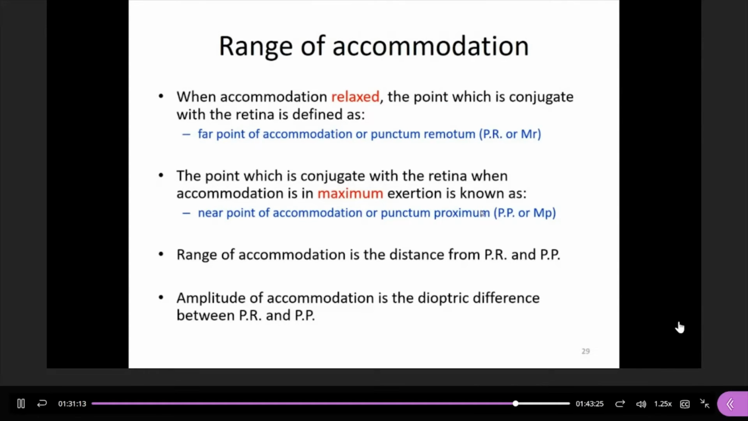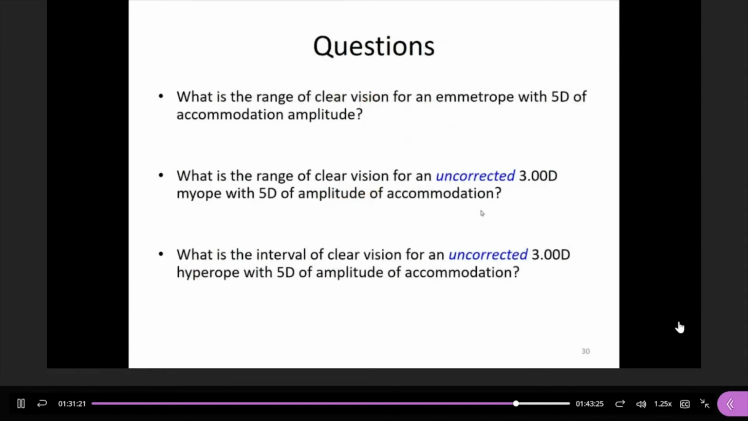Okay, so let me give you a few examples. I'm sure you have ideas about what is the difference between the PR and PP. So I hope maybe we can finish this, and then for the rest I think we can talk about it in the coming week.